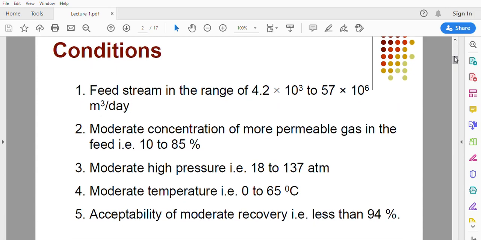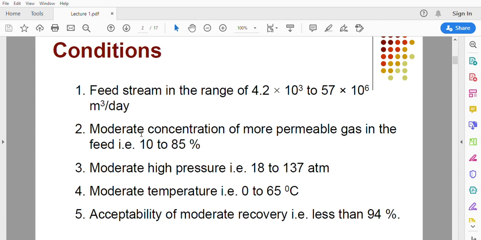Now we will start with conditions. There are some conditions we can use to analyze the commercial viability of membrane technology for gas separation. First is the amount of the feed. The feed stream should be in the range of 4.2 × 10^3 to 57 × 10^6 meter cube per day. For commercial application you have to consider this amount of gas. For research purposes or lab experiments we can use any amount of gas.